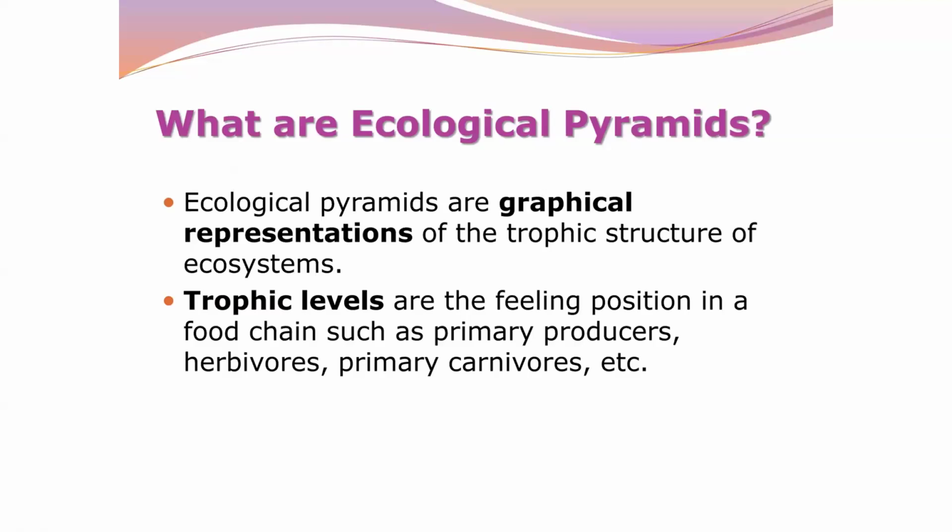This ecological pyramid is also known as the Eltonian pyramid, because Elton described it. It is the graphical representation of different trophic levels, such as producers, herbivores, and secondary consumers. Generally, trophic levels are the feeding positions in the food chain, such as the primary producers, herbivores, primary carnivores, etc.